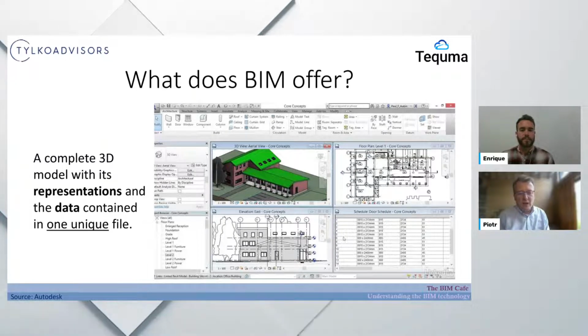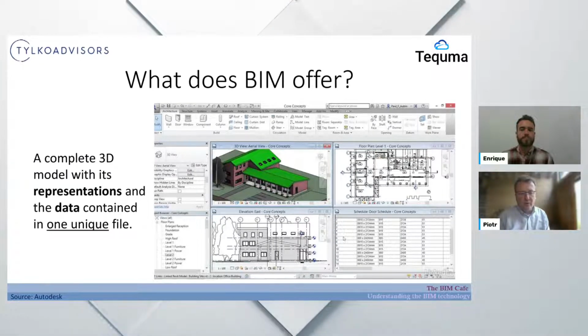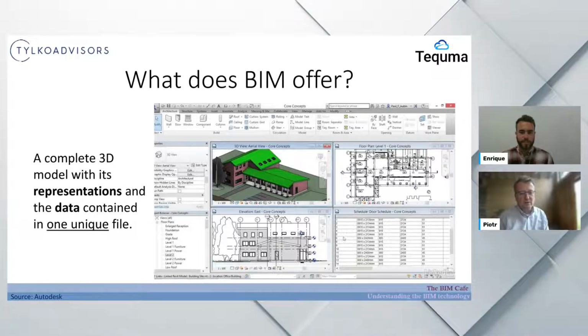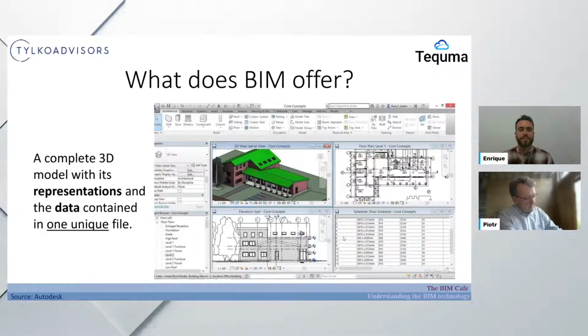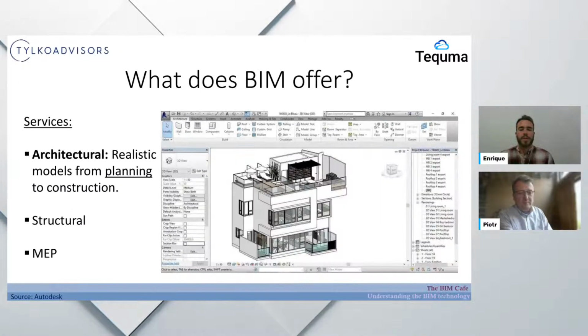Everything is merged into one thing. So this is like one single source of truth for the projects and for the construction, right? Exactly, yeah. So this is very much the merging of all the data and representation into one file.